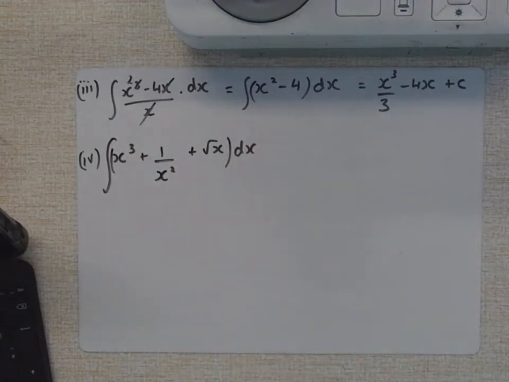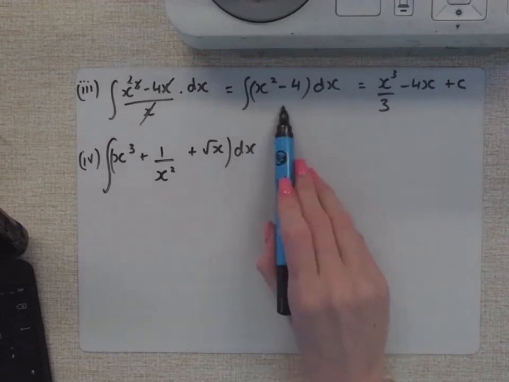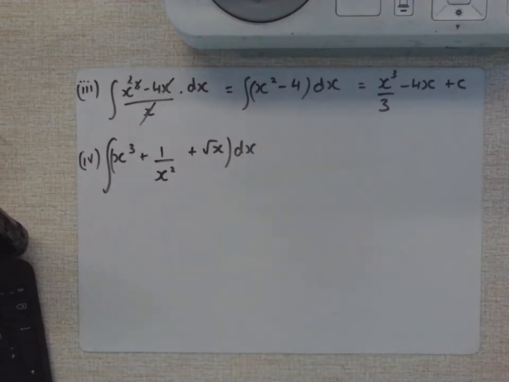x cubed plus 1 over x squared plus root x. These are only expressions, okay? So they don't have an equals. So I can't multiply unless I'm multiplying to the top and the bottom, because that doesn't change. So you want it to look like this with everything on the top line, okay?